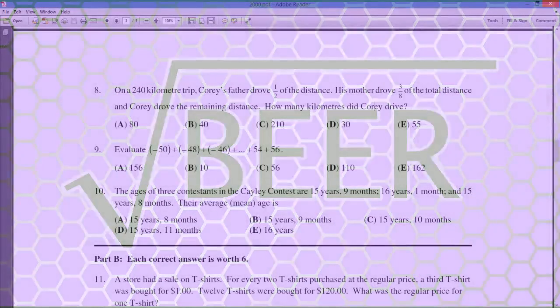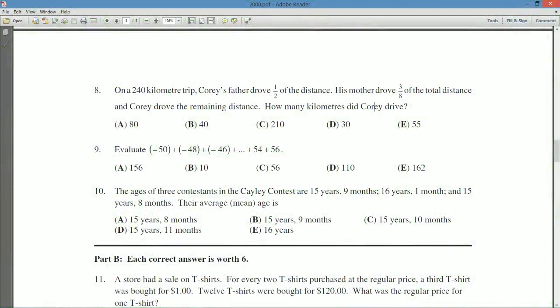We're up to question number 8, which involves a family road trip, I guess. On a 240-kilometer trip, Corey's father drove 1/2 of the distance, his mother drove 3/8 of the total distance, and Corey drove the remaining distance. How many kilometers did Corey drive?